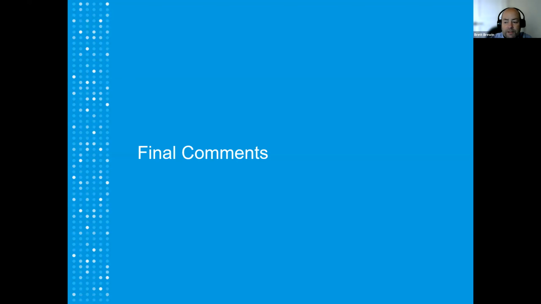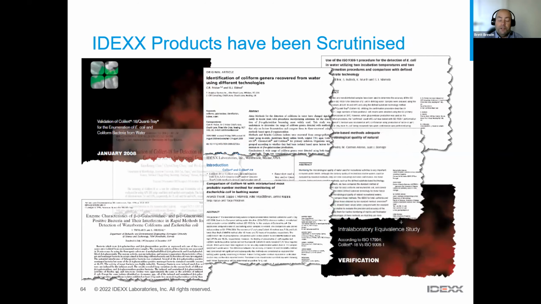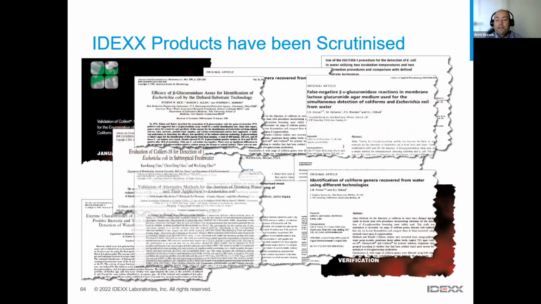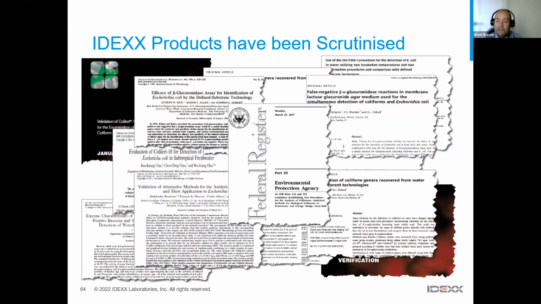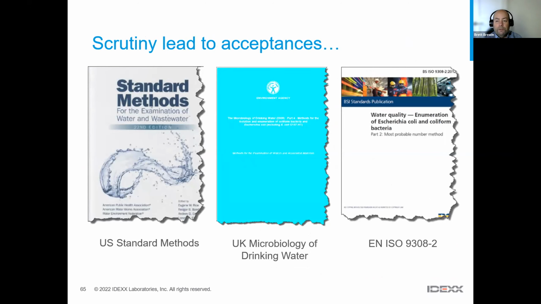Just some final comments then before we finish. Again, our products have been scrutinized, not just by us, but by many, many independent laboratories and regulatory bodies around the world. This level of scrutiny has led to many acceptances. So you'll see our methods appearing in standard methods, in guidelines, such as the microbiology of drinking water, and also as ISO reference methods. That's the level of dedication we've taken to get our products approved for use.